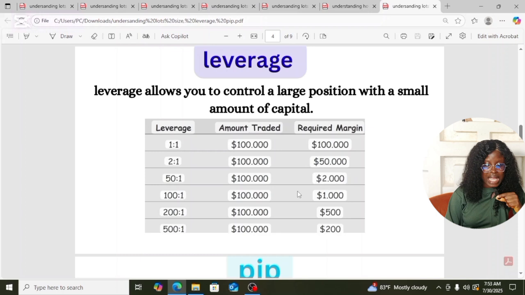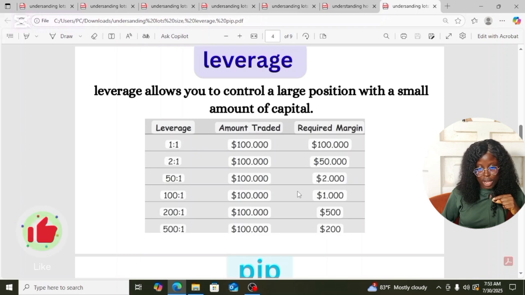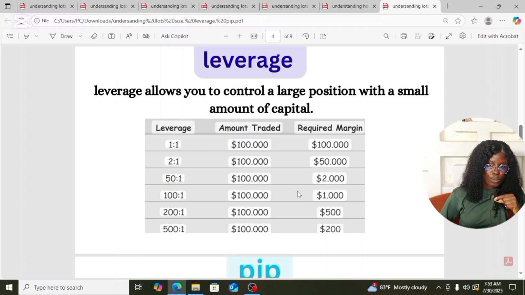Okay, so that is about leverage. Leverage is the amount your broker is lending you to add to your trading capital, just for you to be able to open a bigger lot size, rather a bigger position.